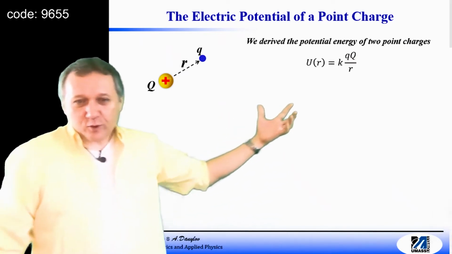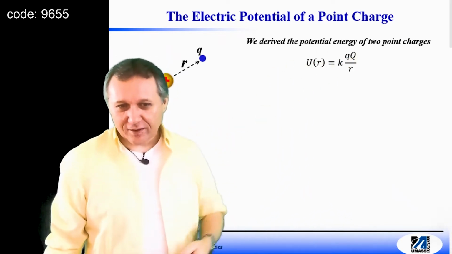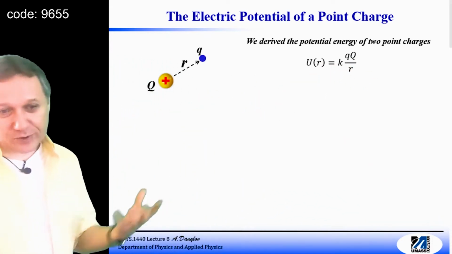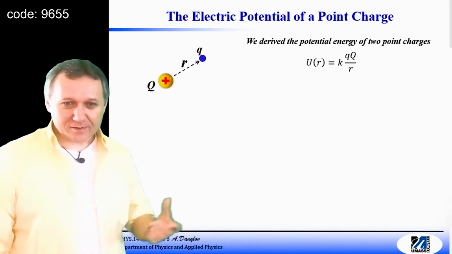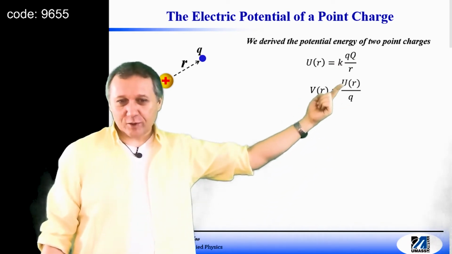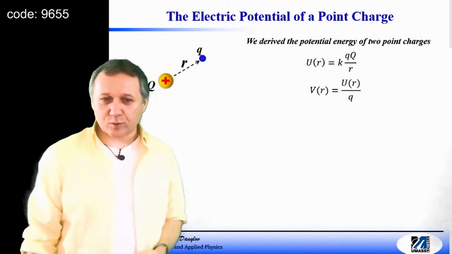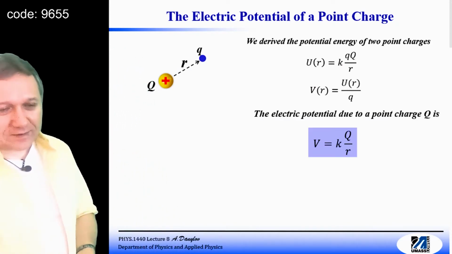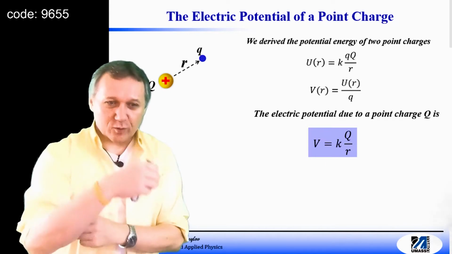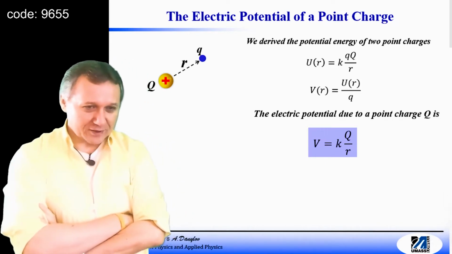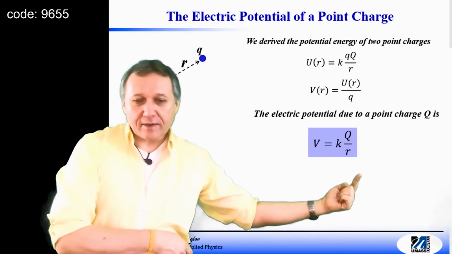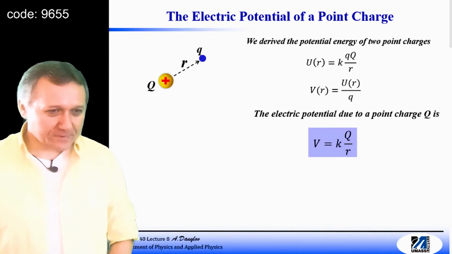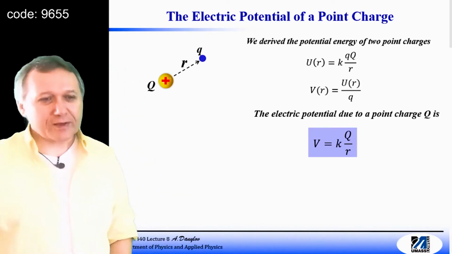So what do we have to do now? We just need to remove this small q probe charge, and what is left is our expression for the electric potential. That's the definition: V equals U over q. It allows us to remove the small q, the probe charge. As a result, that's the formula we are going to use to find the electric potential created by a point charge at distance r from the point charge which creates this potential.